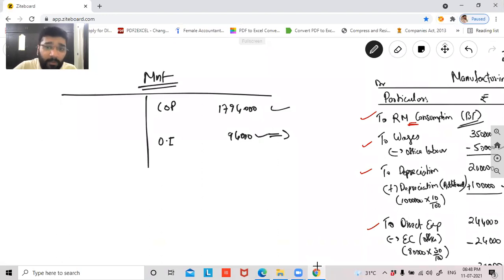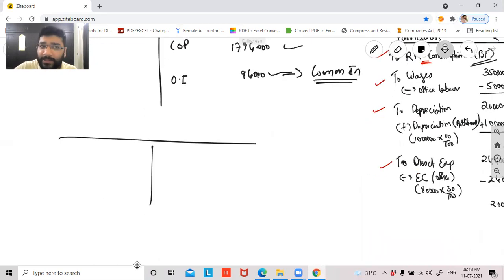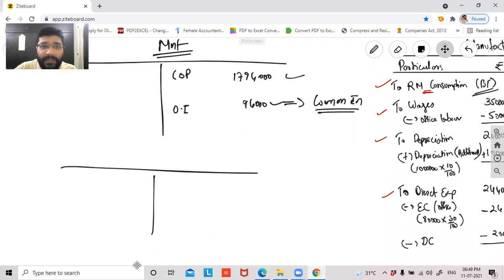This amount is given. This amount is given. In the additional information, they're telling that this 94,000 is income from commission. It is commission income. Now tell me, guys, what will you do? If I have to prepare the proper manufacturing account, let's suppose on the debit side there is no mistake. If I have to prepare the revised manufacturing account, what will you do, guys?